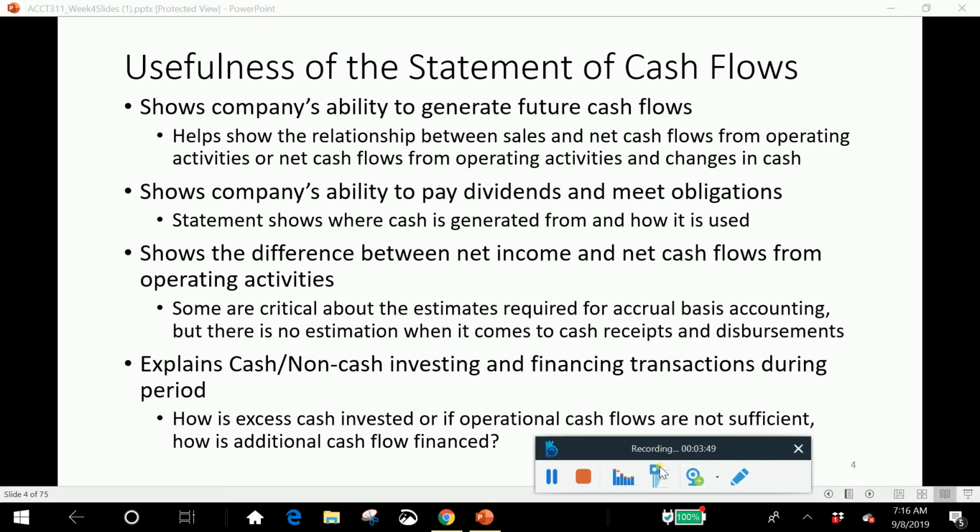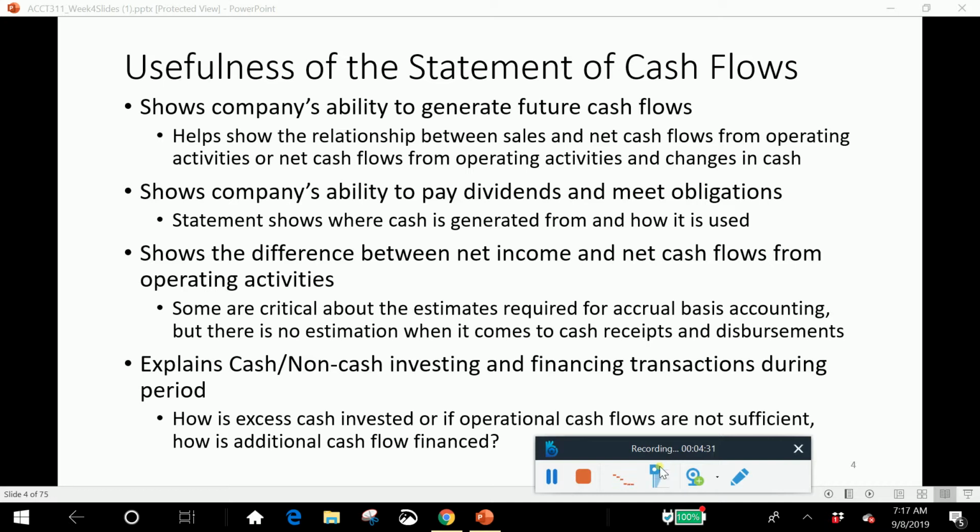The statement of cash flows also shows the difference between net income and net cash flows from operating activities. And this kind of gets back to point number 1, where we want to really see, just because a company had a lot of sales revenue, right, were they actually able to generate that into cash? And how this comes into play especially is because we know that in accrual basis accounting, there are a number of estimates that have to be made. You estimate your bad debts, you estimate your depreciation, or you use some type of methodology.